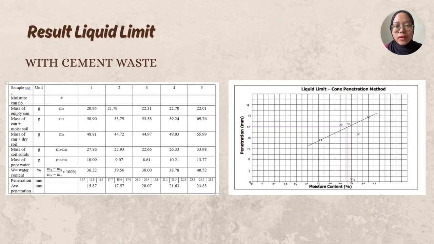Next, this result shows the liquid limit for with cement waste. The liquid limit of the soil was 38.5%. This indicates the medium plasticity. The soil can retain a reasonable amount of water before reaching the liquid state.